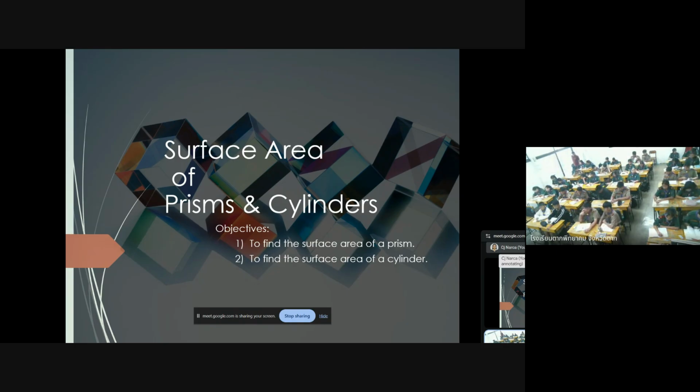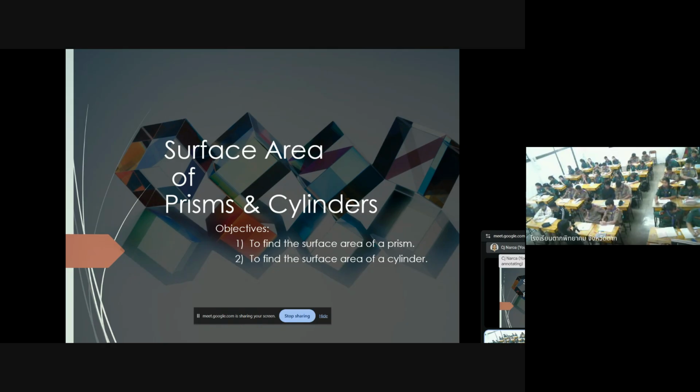Alright, copy. No need to copy the objective. Just copy surface area of prism and cylinder. One minute. Okay, finish?